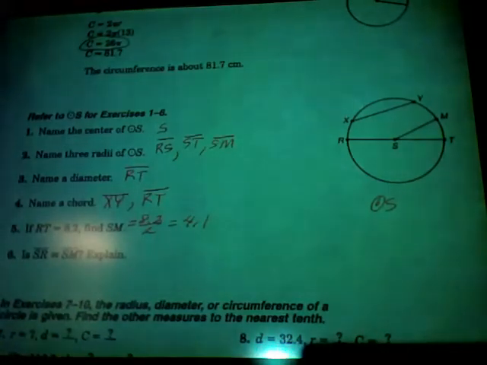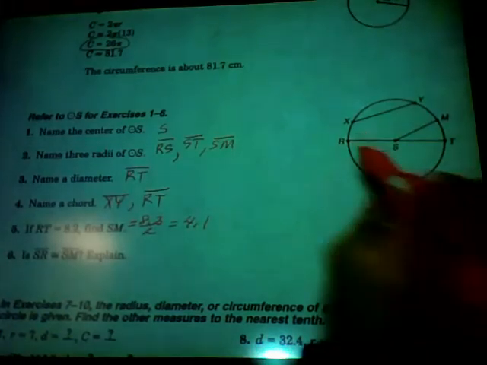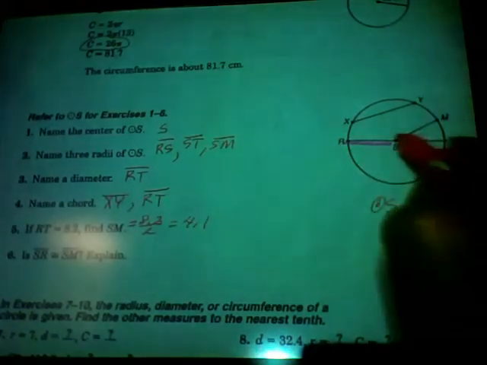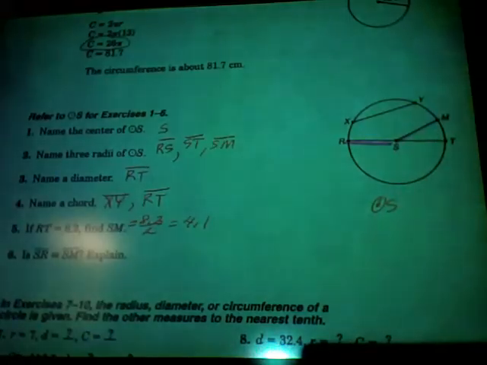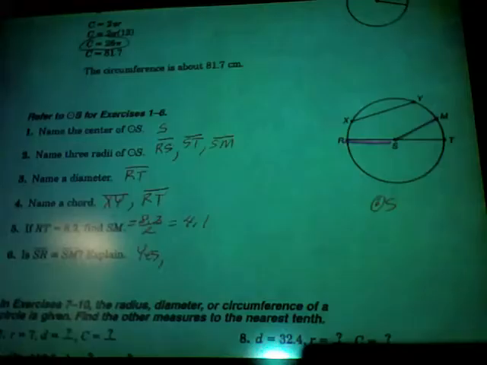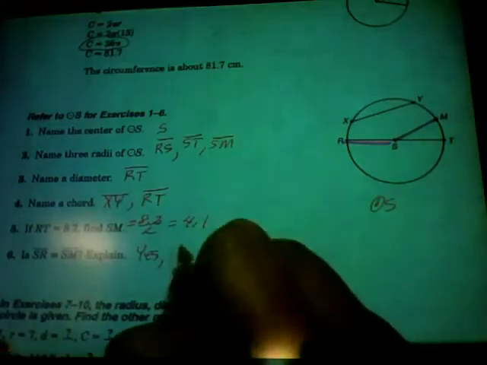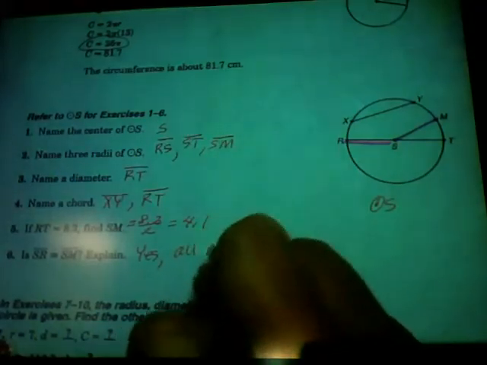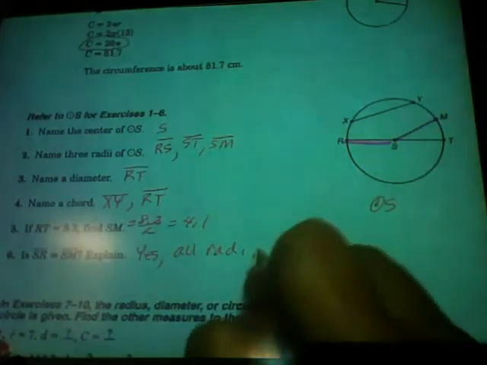The last question is: is SR, from here to here, the same distance, or congruent, to SM? Yes or no? Yes. What's the explanation? What kind of things are they? What do you know about radii? They're always congruent because they always go from the center of the circle to the outside, and that distance should always be the same. If it's a circle, that distance should be the same. So my answer would be: all radii are equal.